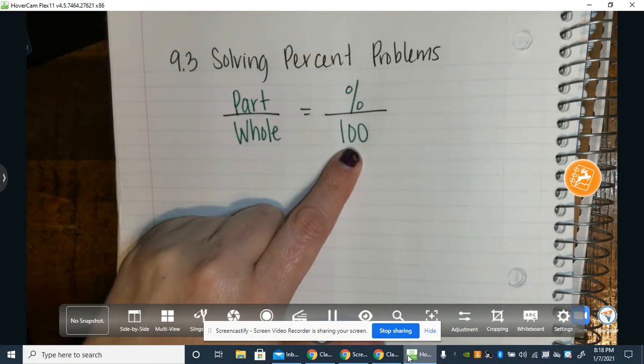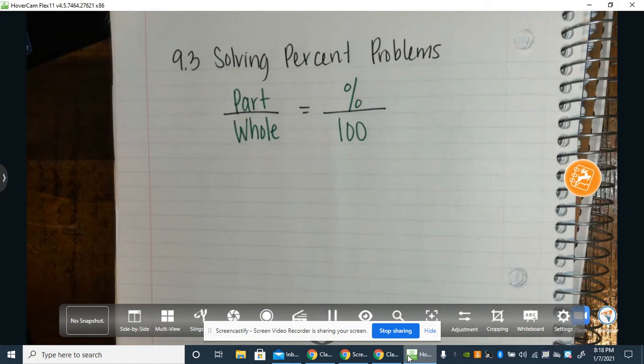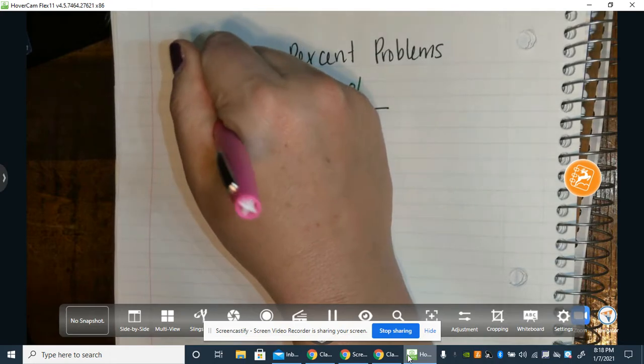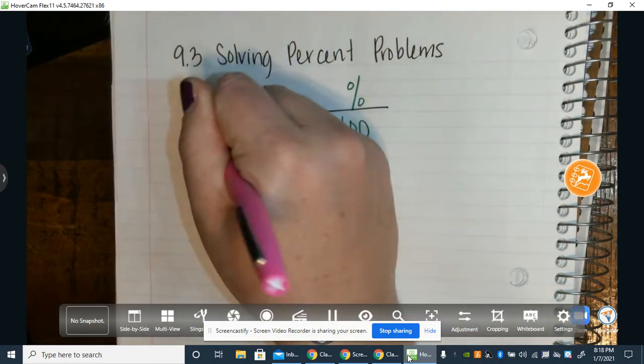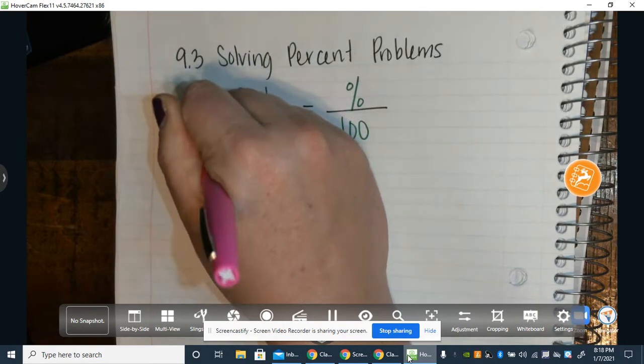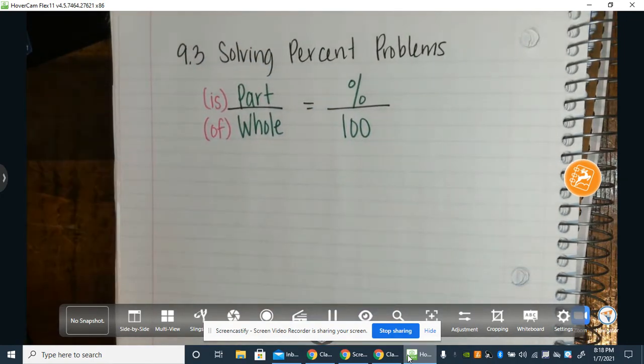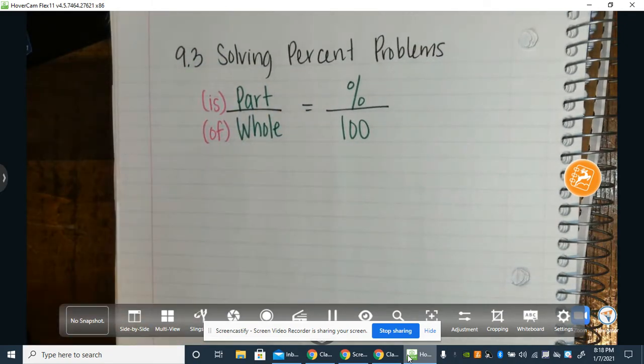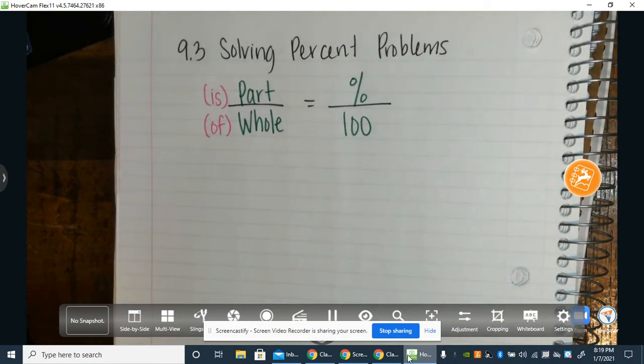Now in some cases, they don't tell you what the part and whole are, but they give you little clue words. And here are the clue words. Is is your part, and of is your whole. So those are some clue words. If you're reading a word problem and it said 13 is 40% of what number, you will know where to put your numbers. Or what percent is 12 of 36. So there you go.